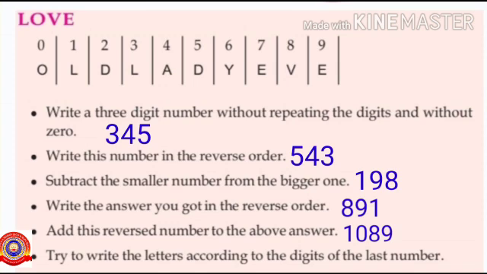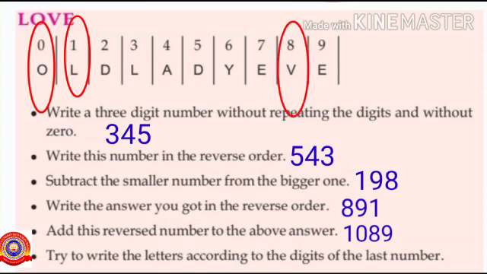Children, which is the corresponding letter of 1? Yes, L. Which is the corresponding letter of 0? O. Which is the corresponding letter of 8? V. Which is the corresponding letter of 9? Yes, E. So children, which is the word you got? Yes, love. You try to write like this with the other numbers also.